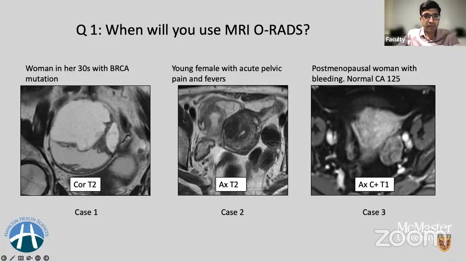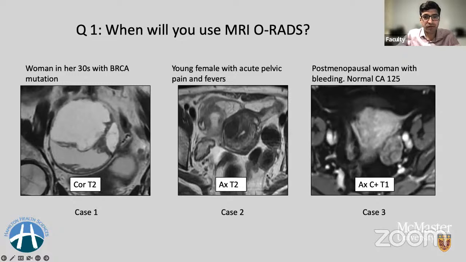Case number two is a young woman with acute pelvic pain and fevers. It's in the center of the screen. This is an axial T2-weighted image. You can see a portion of the uterus, maybe it has some fibroid, and you can see that there is a lesion in the right adnexa. It looks like a multilocular cyst, but it has thick, irregular walls, as well as septations and papillary projections. Then case number three is a postmenopausal woman with bleeding, normal CA125.